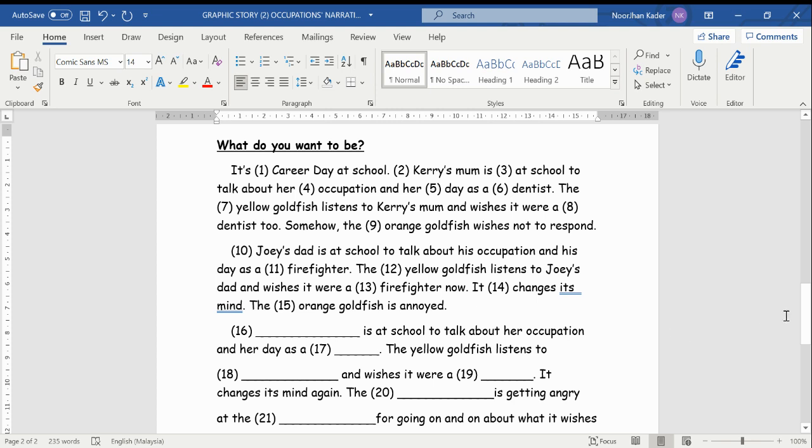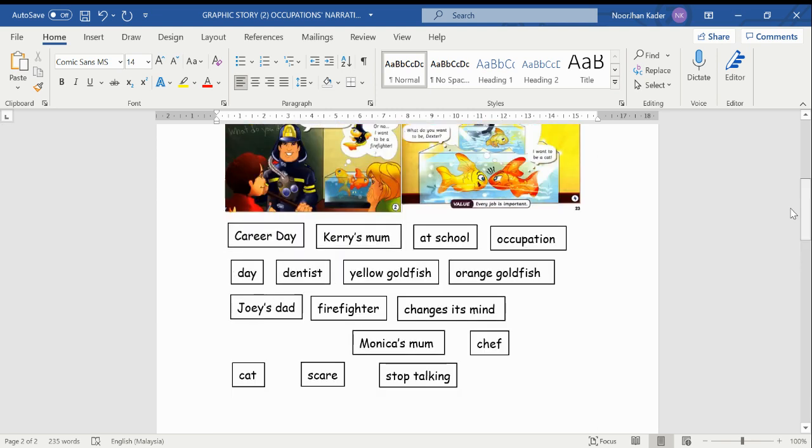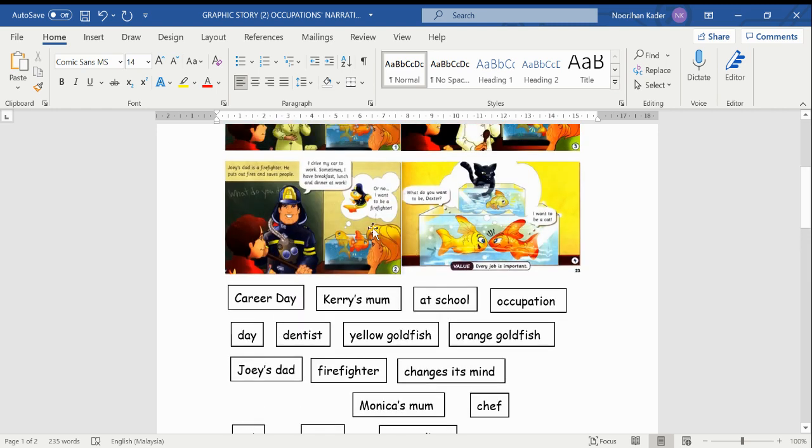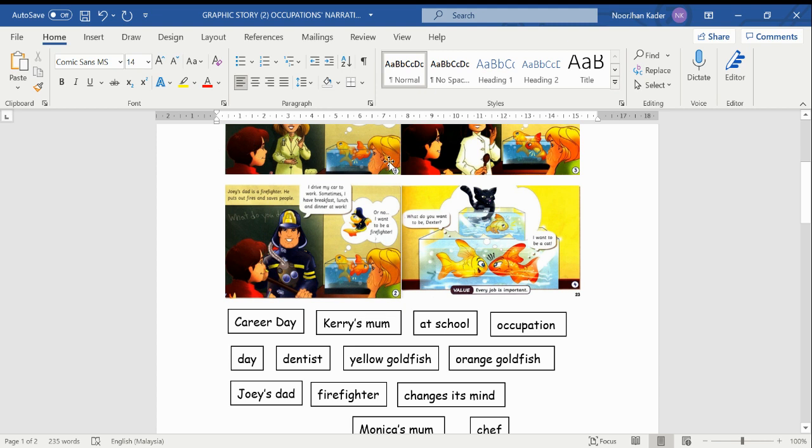Okay, so we can see that the orange goldfish. I never write here orange goldfish because the orange goldfish is here, so we use back the same phrase. The orange goldfish, we can see that its eyes become wide open compared to the picture in the first frame.